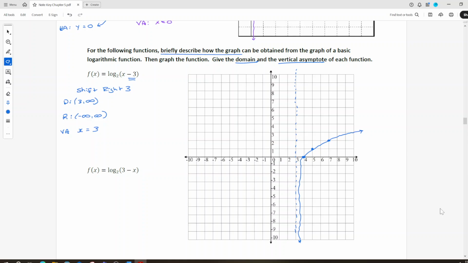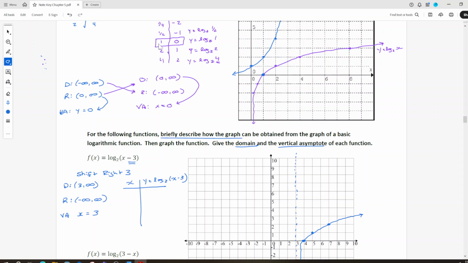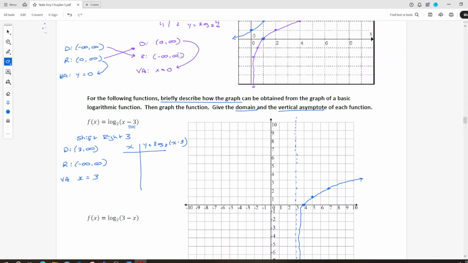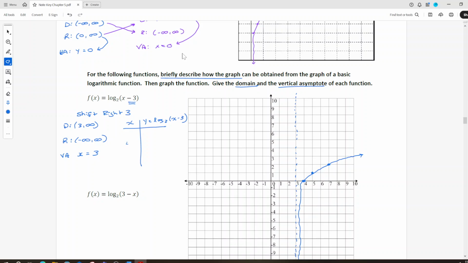Okay, let's talk about how you would graph this if you didn't want to just take your points and shift them. So let's talk about what this equation would look like. So we're going to choose values of x, and we're going to say y is equal to log to the base 2 of (x minus 3). Now you have two choices. You still kind of have to think of it as a shift. So in the last graph, remember we did the center point at (1, 0). We should shift that 3 to (4, 0).